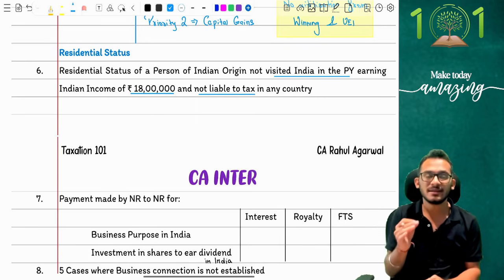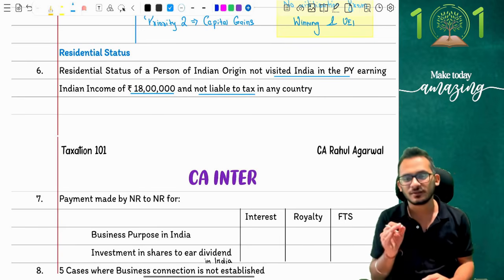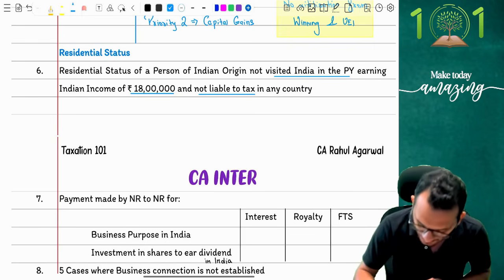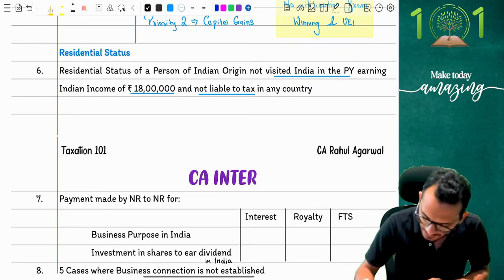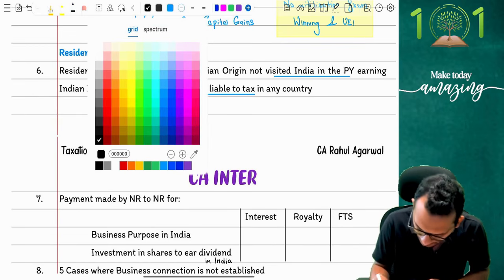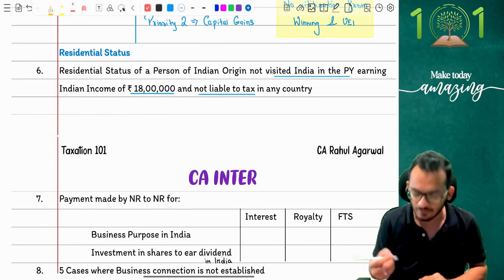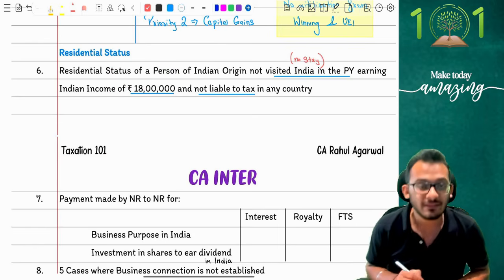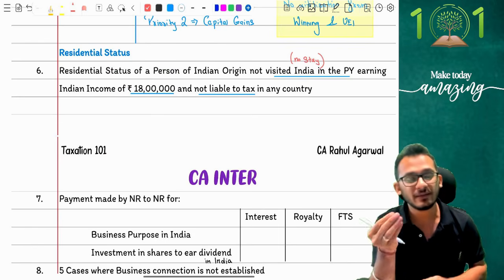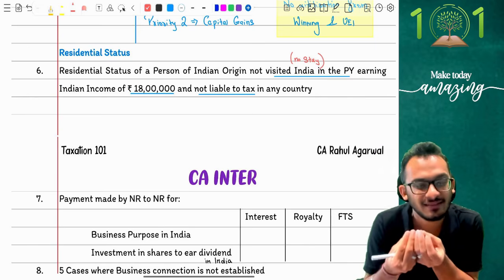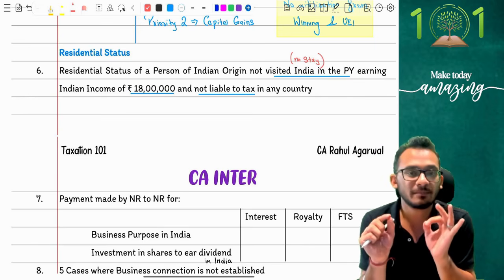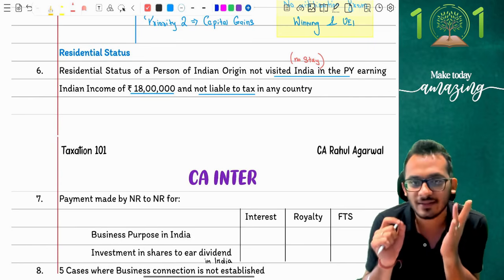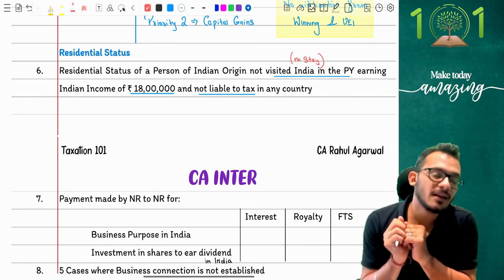Now this is where students end up making a small error. Notice, first thing: when you say that I don't have any visit in India, when there is no visit happening, the first thing you tell yourself is, Rahul, when there is no visit, there is no stay in India. With no stay in India, you need a minimum of 60 days. When nothing is happening, the first impression is very simple: you are a non-resident.